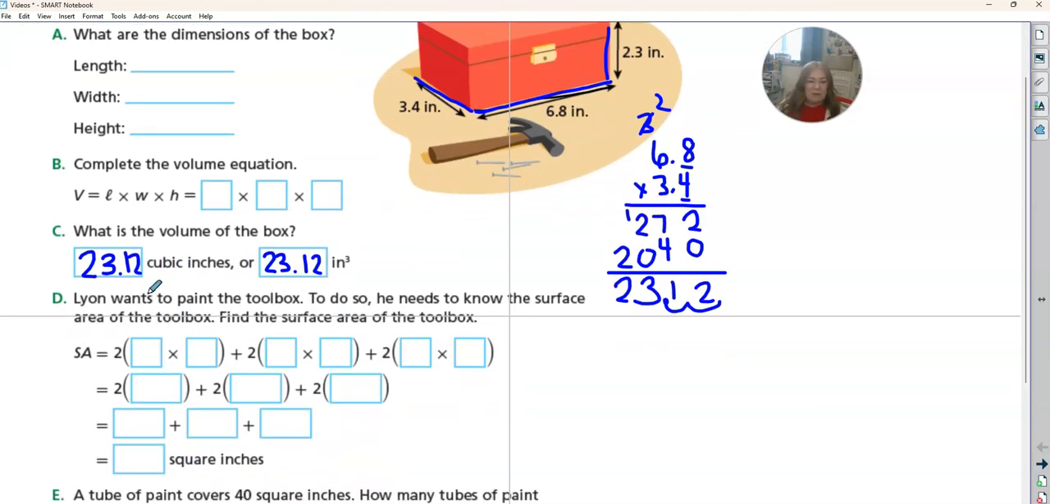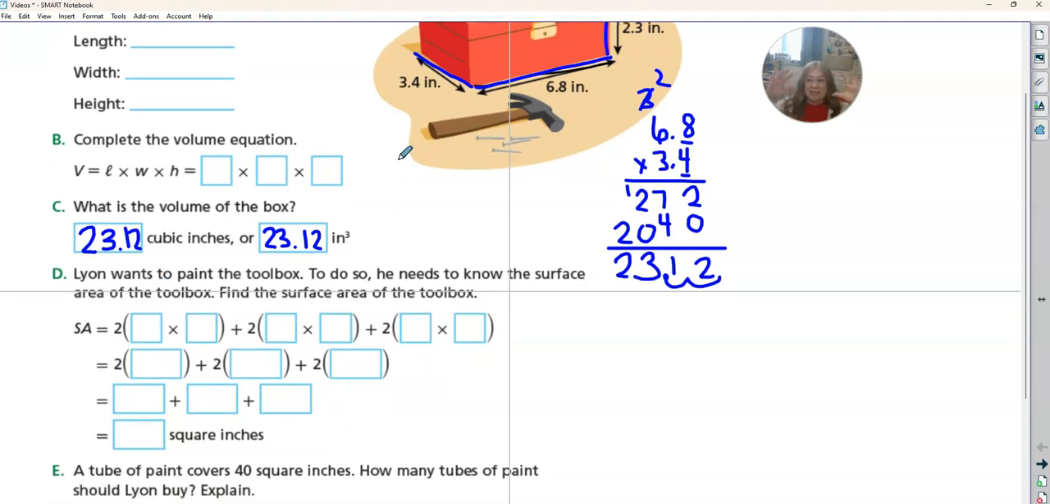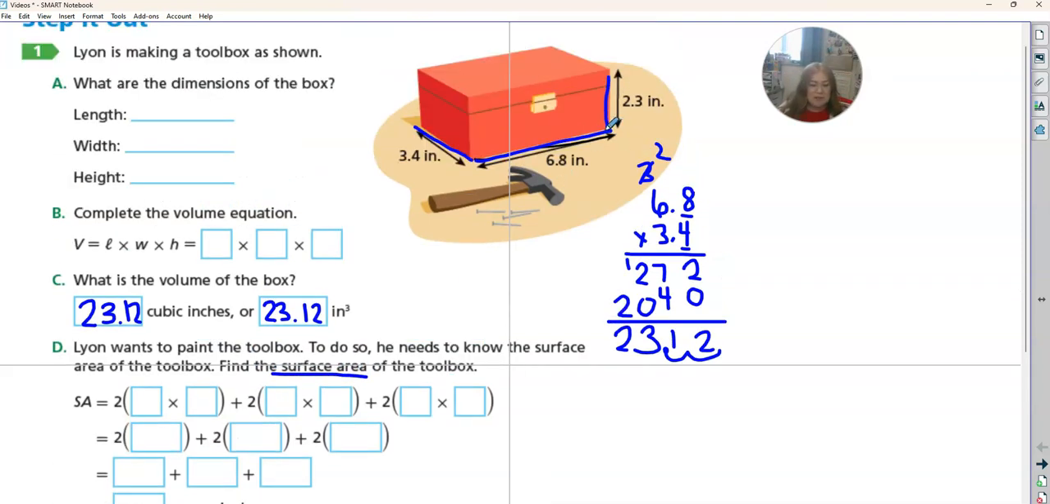Okay, now Lion wants to paint the toolbox and he needs to know the surface area. So now we're switching gears and doing surface area. So right, the same shape, we can find the outside, the flat parts, and we can find how much it can fit inside. So here was the inside. Now surface area is the outside of that. So this first one, we have this front. It's 2.3. So we have this. Let me find a color we can see here. So that's not 2.3. It's 6.8 across.